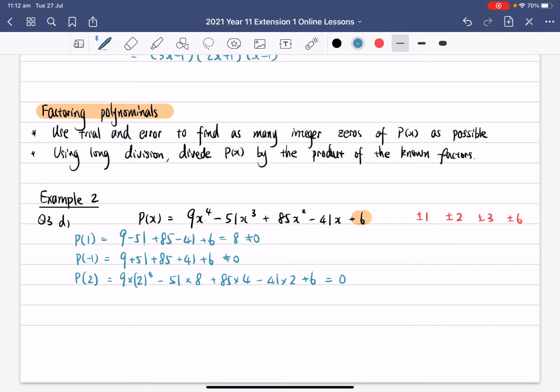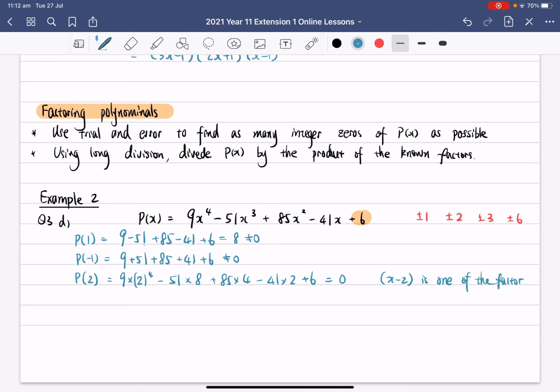Now, then you have a decision. The decision you need to make here is, are you going to stop finding more zeros, or are you going to continue to do it? Okay, so you've got two options right now. The first option is you've got a zero already, which is 2. So that means x minus 2 is one of the factors.